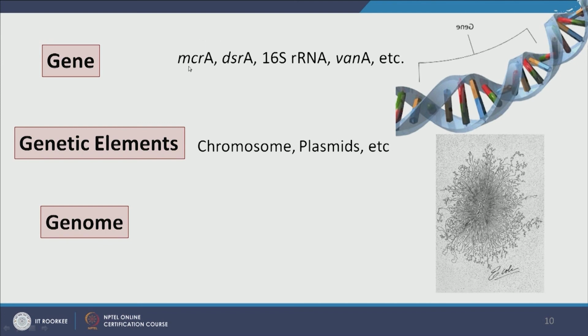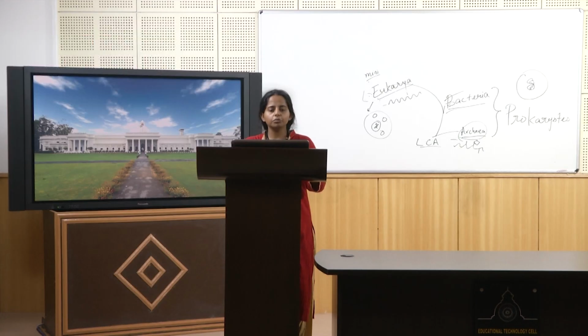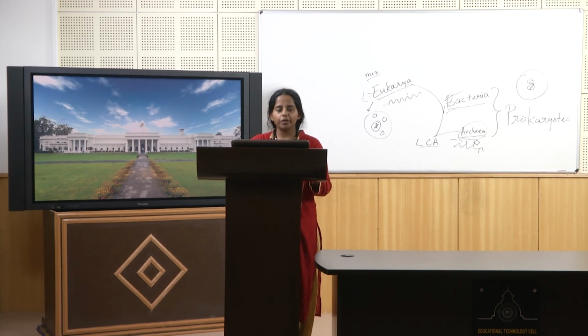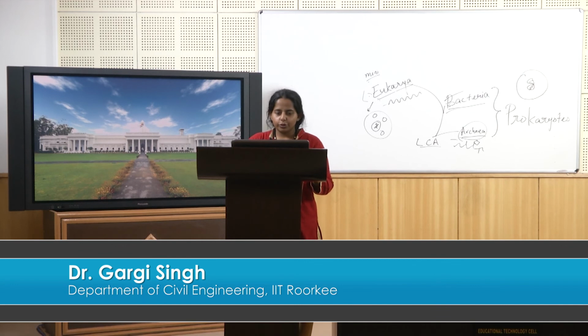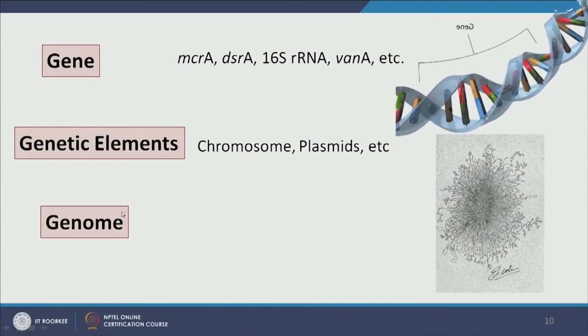So mcrA, this particular gene, would tell the cell to make a particular enzyme that will allow the cell to produce methane and create energy. Similarly, dsrA would tell the cell some information that will allow it to reduce sulfate and get energy. Now many of these genes almost always are clustered together and joined together to form one big genetic element, and the most relevant among them are chromosome and plasmid. And here is one of the early pictures of the chromosome of E. coli, and together all the genetic elements that are present in a cell are referred to as the genome.